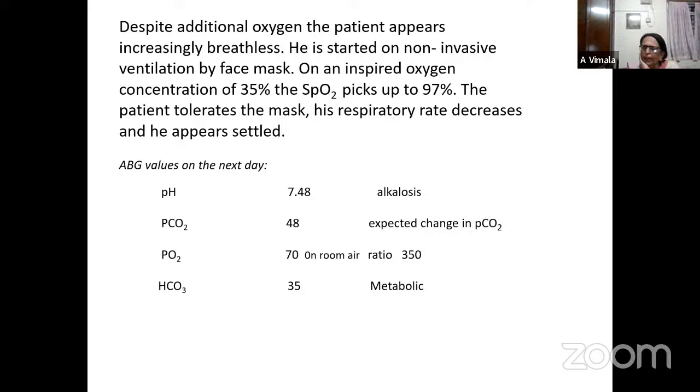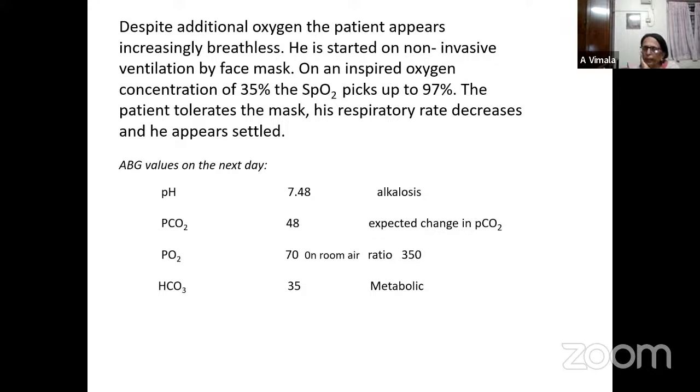No takers? So pH is 7.48. There is alkalosis. PCO2 is 48. It is moving in the same direction. So it's primarily a metabolic process. PO2, we said, has moved to 70 on FiO2 giving a ratio of 350, which is normal. The bicarbonate is 35. So bicarbonate of 35 and a pH of 7.48, it is primarily a metabolic alkalosis.